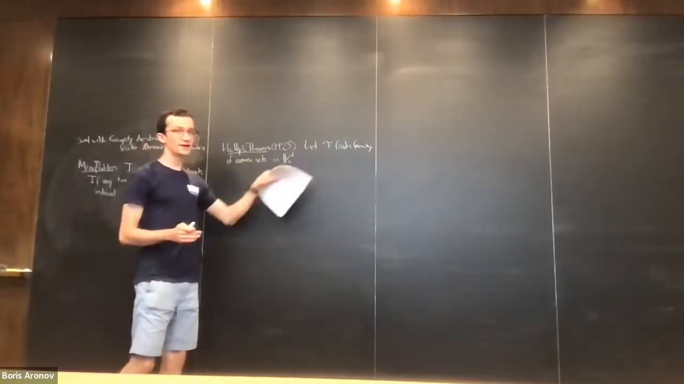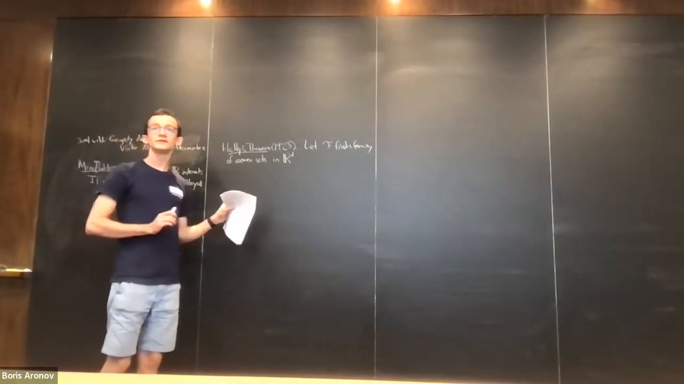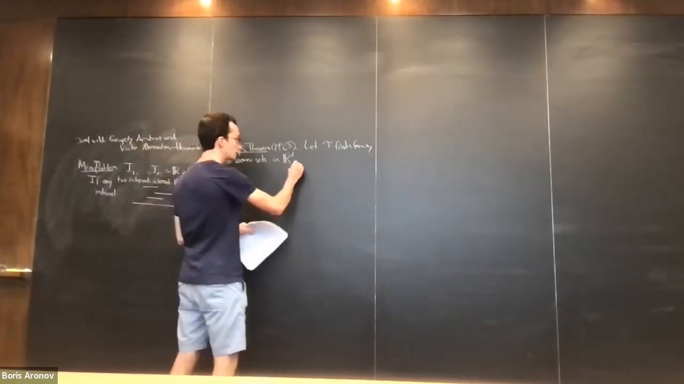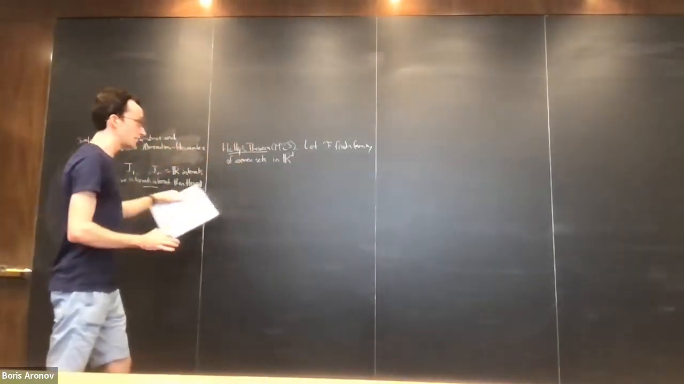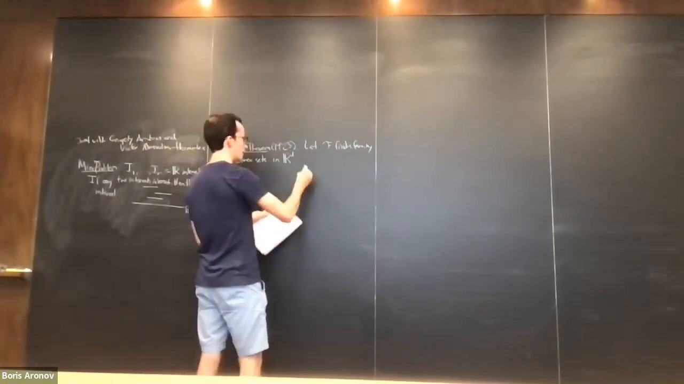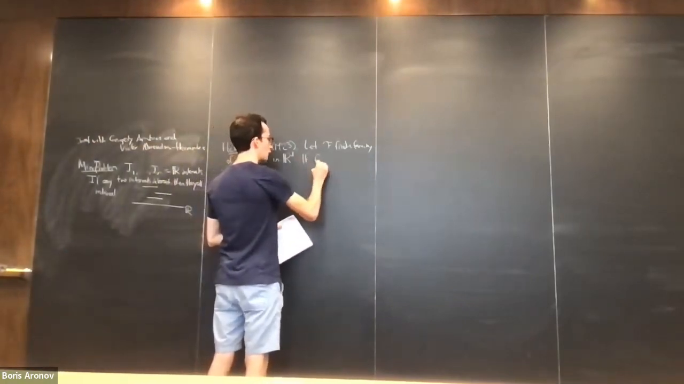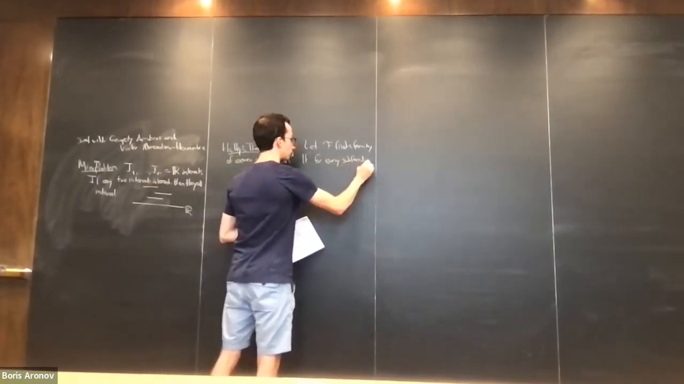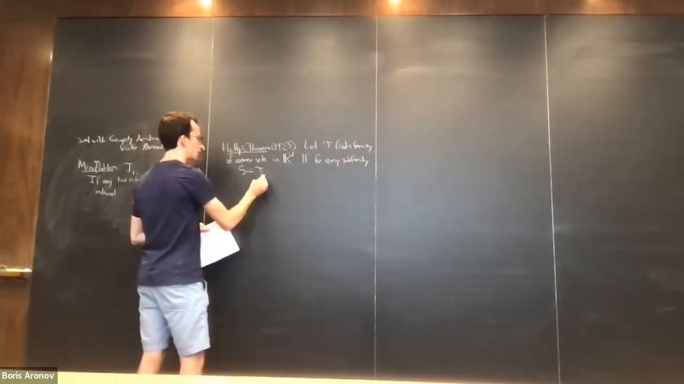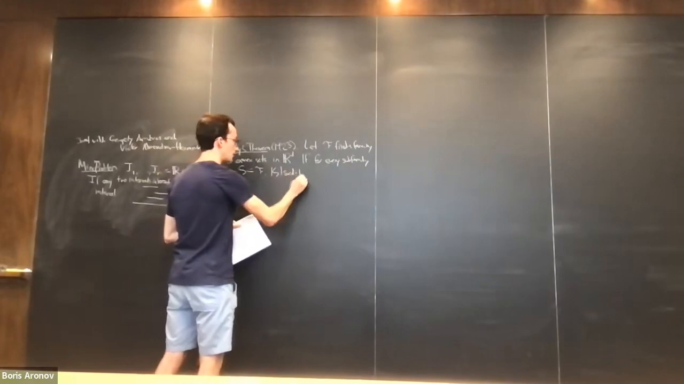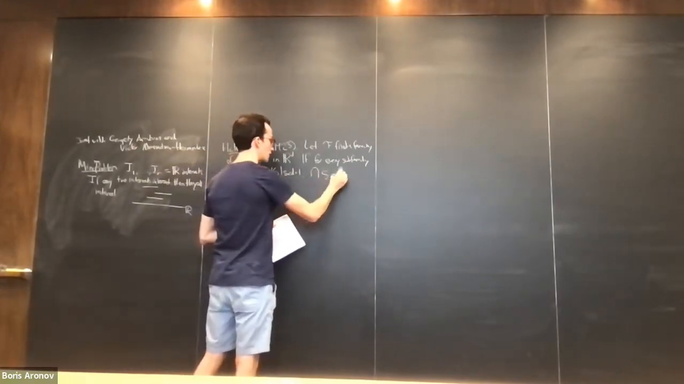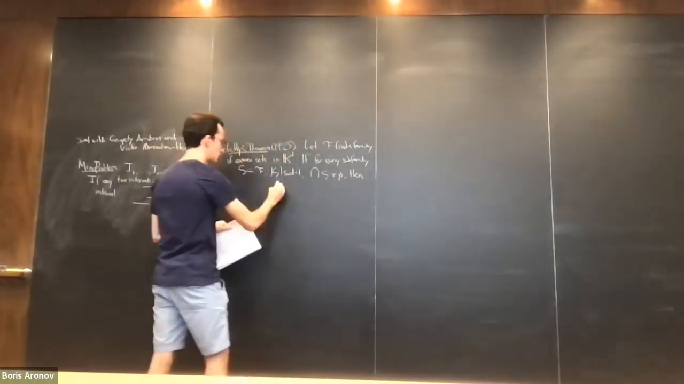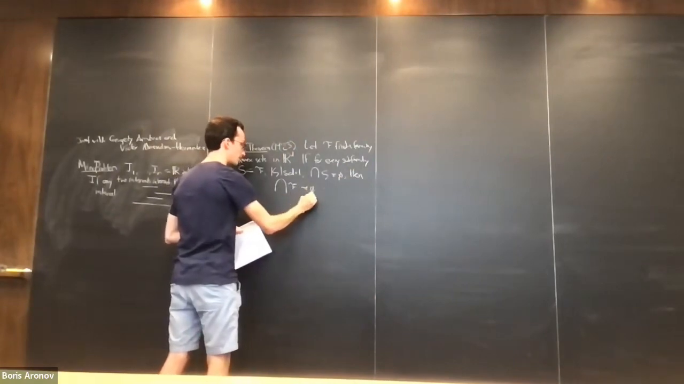So F is a finite family of convex sets in R^d. And now instead of every two intervals intersecting, we have the following condition. If for every subfamily G in F of size at most d plus 1, the intersection of G is non-empty, which I'll denote by this, then the intersection of the whole family is non-empty.